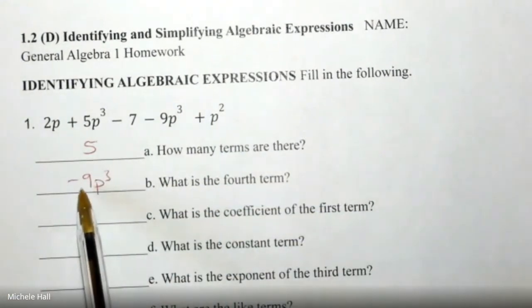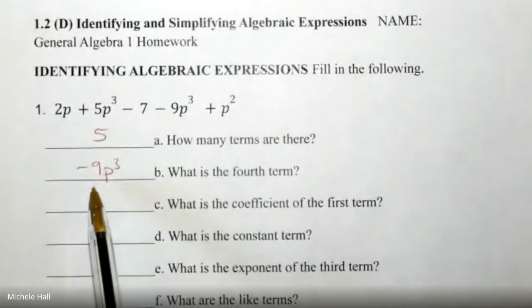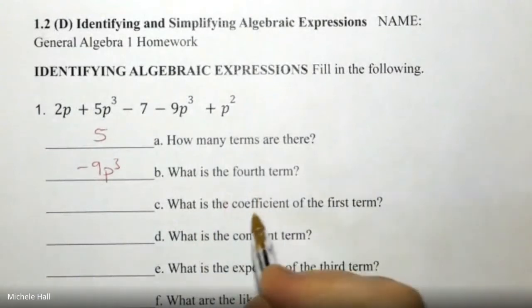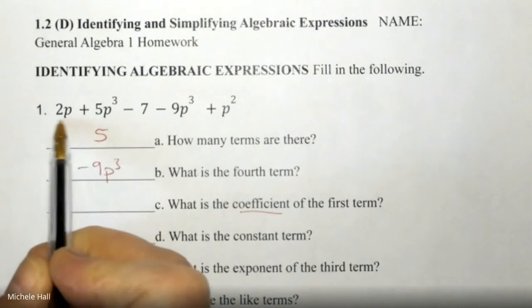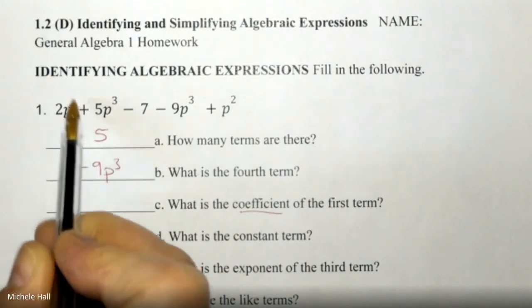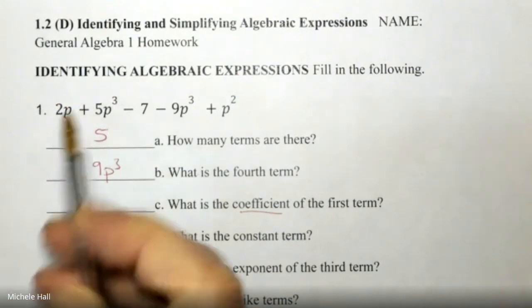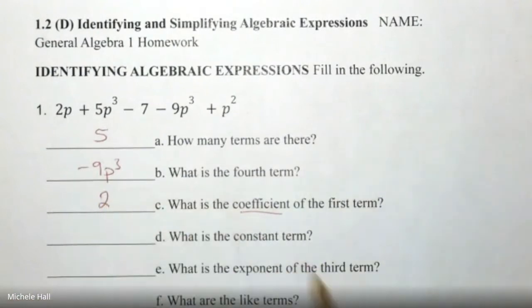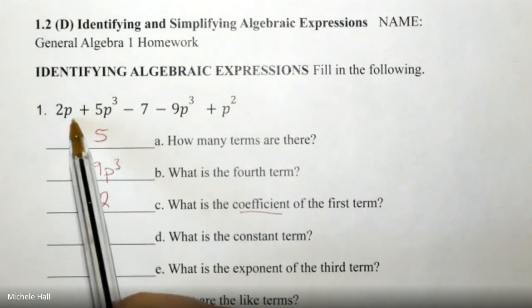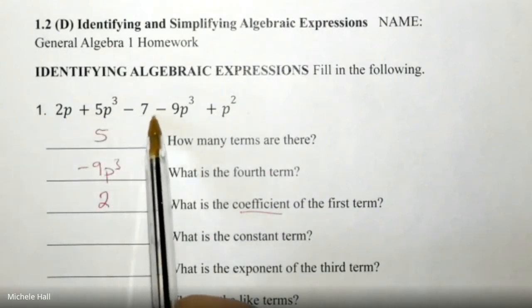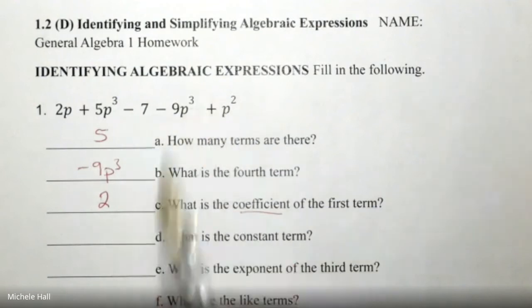Always keep your signs with the term. What is the coefficient of the first term? Here's the first term. The coefficient is the number in front of the variable. The coefficient would be 2. What is the constant term? A constant term does not have a variable. Negative 7 is the constant term.